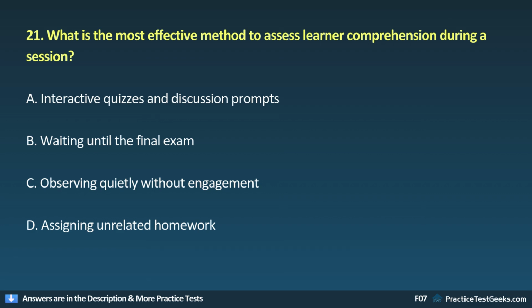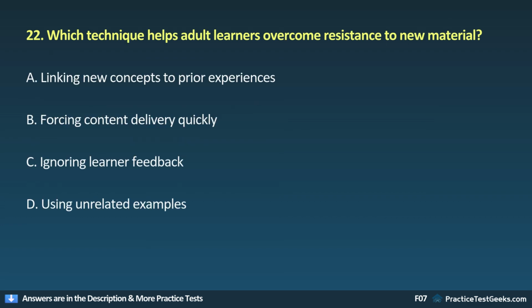21. What is the most effective method to assess learner comprehension during a session? A. Interactive quizzes and discussion prompts. B. Waiting until the final exam. C. Observing quietly without engagement. D. Assigning unrelated homework.